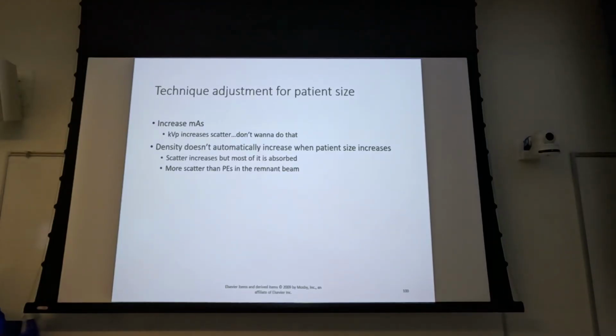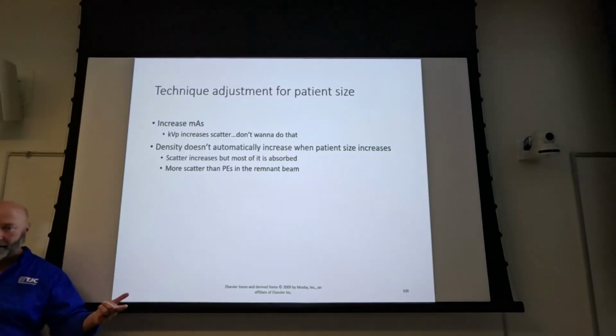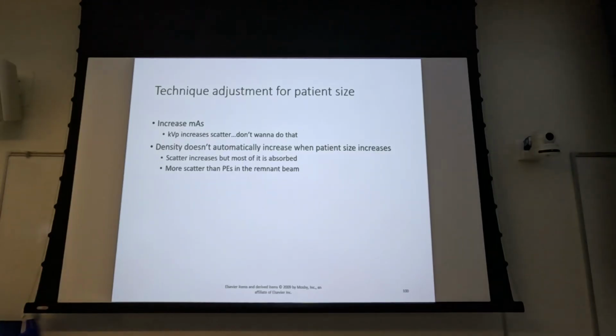The thing is, though, with the hypersthenic patient, more of that scatter is going to be absorbed inside of the patient. So what comes out of the patient is still going to be a higher percentage of fog, right? So you want to increase your mAs, you don't want to increase your kVp. You've got to increase your mAs, otherwise you compound the problem with scatter radiation.